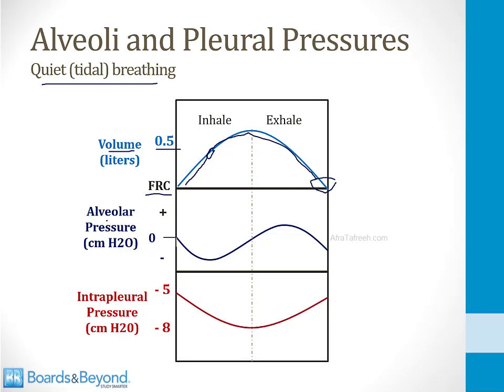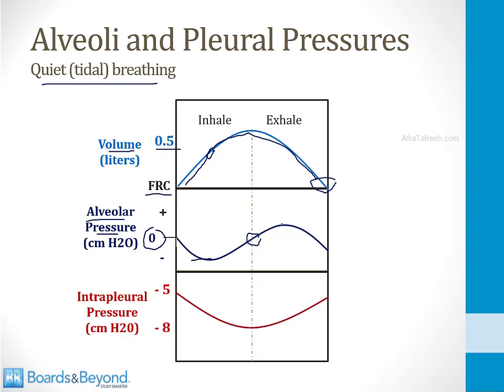In the middle of the graph is the change in alveolar pressure during a quiet breathing cycle. So remember, we always begin at atmospheric pressure of 0. That's where we start a quiet breathing cycle. The pressure in the alveoli becomes negative, and that draws air into the lungs, and then the pressure begins to rise and goes back up to 0. It's at 0 at the beginning of inhalation and at the end of inhalation.